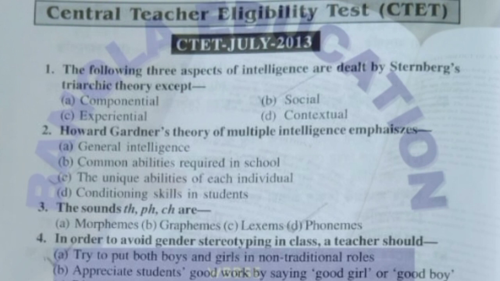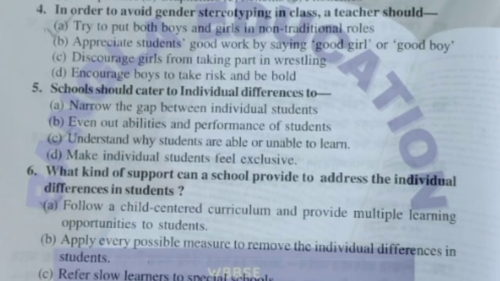Next is 4. In order to avoid gender stereotyping in class, a teacher should: A. Try to put both boys and girls in non-traditional roles. B. Appreciate students' good work by saying good girl or good boy. C. Discourage girls from taking part in wrestling. D. Encourage boys to take risk and be bold. So the correct answer is A. Try to put both boys and girls in non-traditional roles.